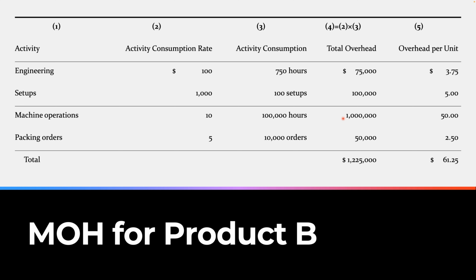Machine operations works out to $1 million or $50 a unit, and packing orders will work out to $50,000 or $2.50 a unit. This means the total overhead for product B is $1,225,000 or $61.25 per unit. Let's compare.